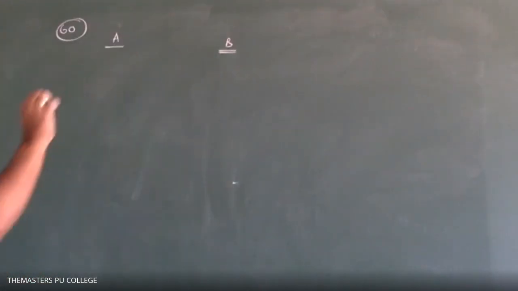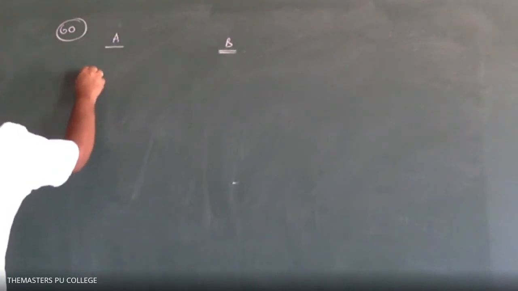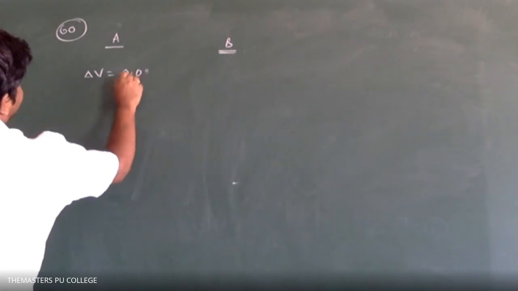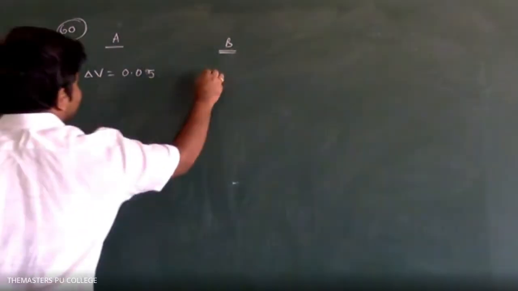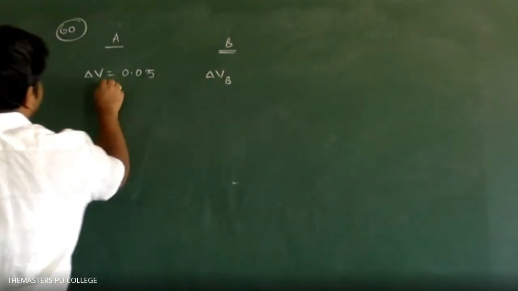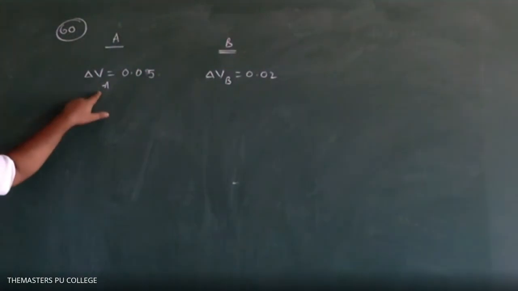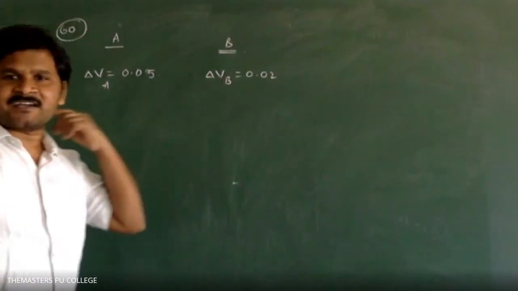The uncertainties in the velocity of two particles A and B are 0.05 and 0.02 meters per second. This is particle A, that is particle B. What is the velocity of A? 0.05. Velocity of B, 0.02. So VA is the velocity of particle A, VB is the velocity of particle B.